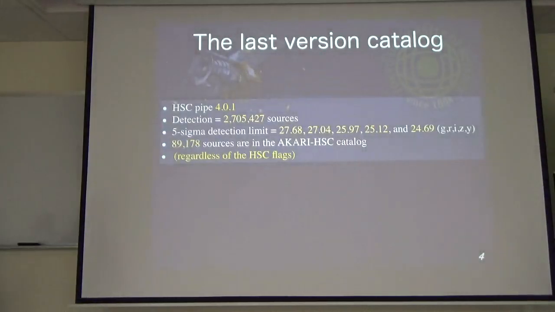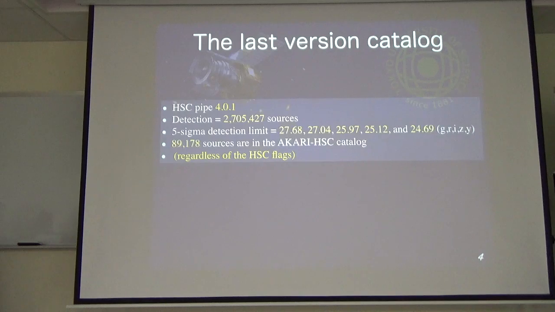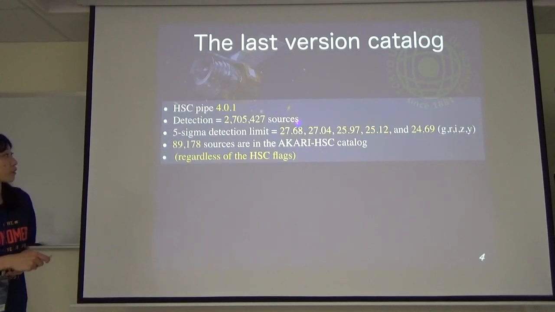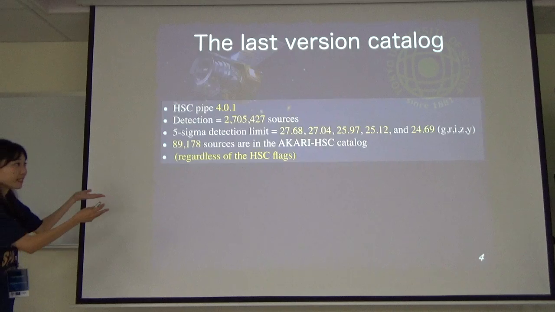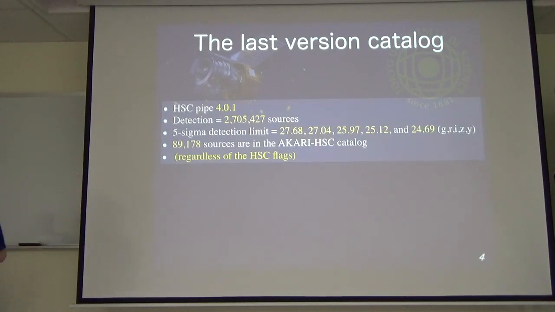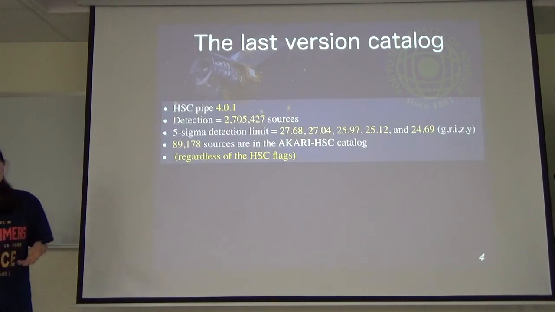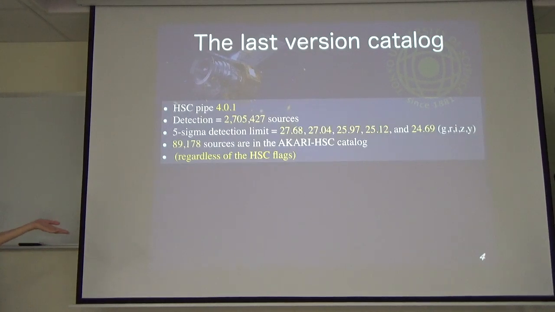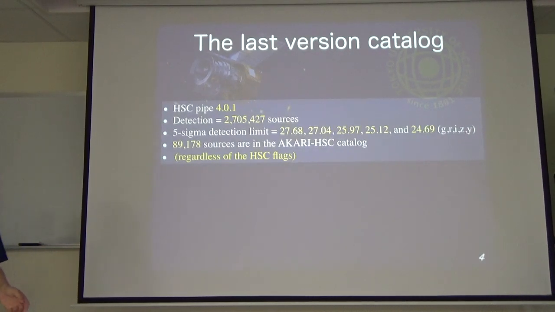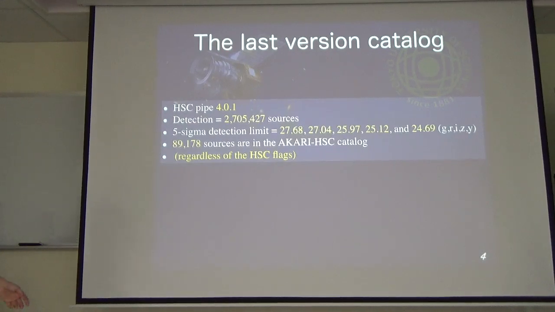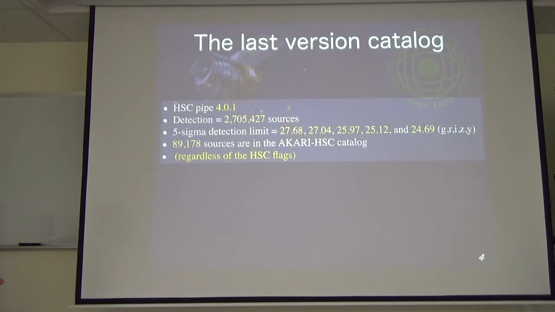And we reduced the data with the HSC pipeline version 4.0.1. And this is a summary of the quality of this previous HSC catalog. These values come back again and again in my talk, as the comparison. What is the reference band for the detection? Did you combine all the images for detection, or did you use one band image for detection? Oh, I'll explain later.